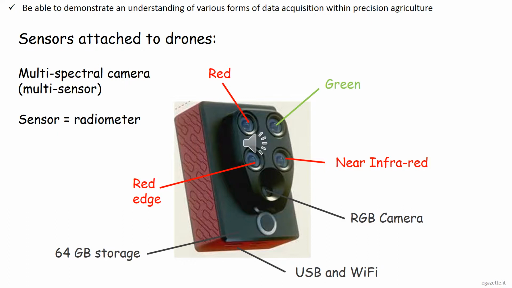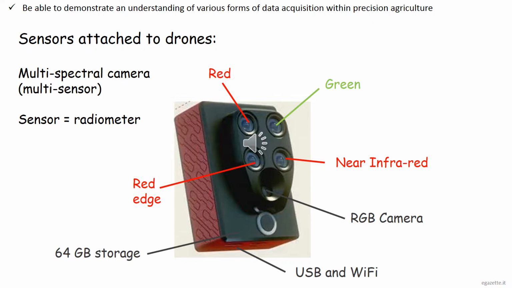There is also a fifth sensor on here, which is your red, green, and blue camera, which just takes normal imagery as any other normal camera would do, such as the camera on your phone. It holds 64 gigabytes of storage, so all the information collected from this multispectral camera is stored in the unit on the UAV. It's not being relayed or downloaded in real time to any other storage capacity or storage device.